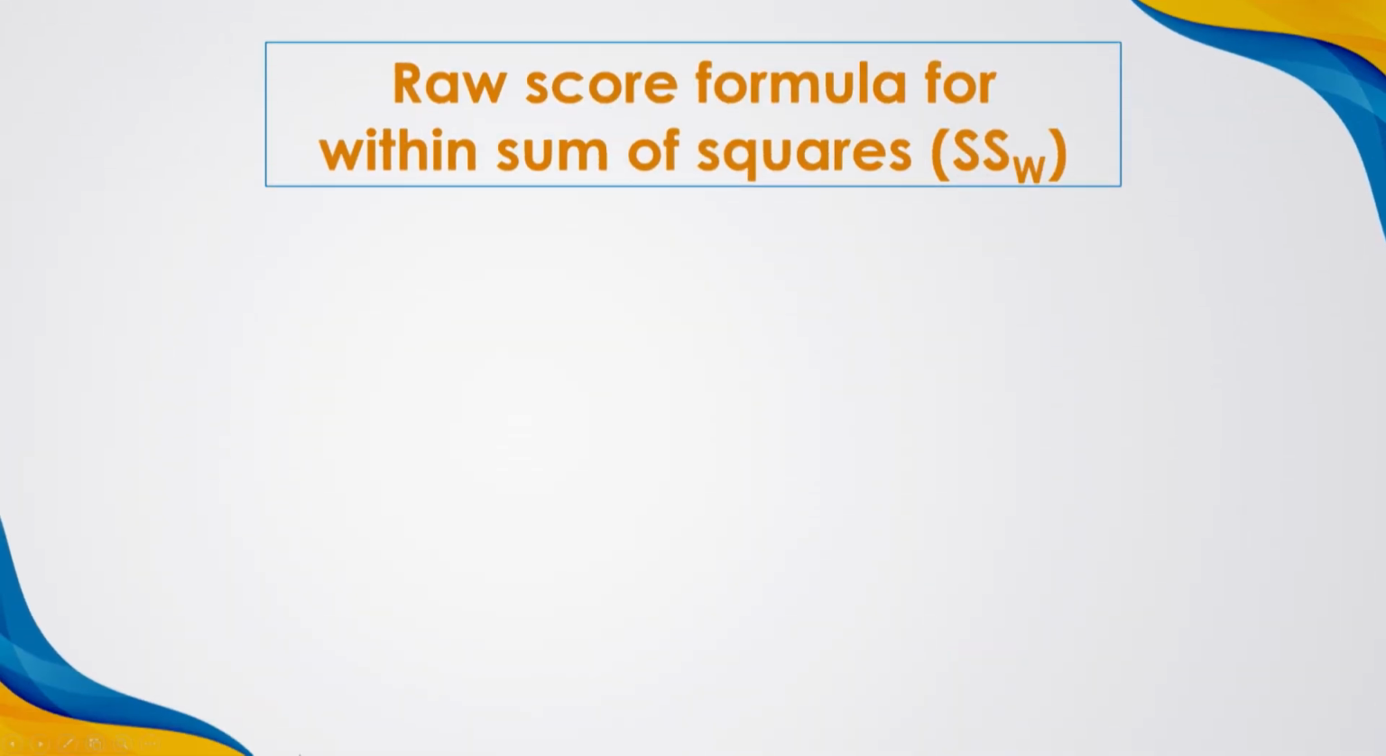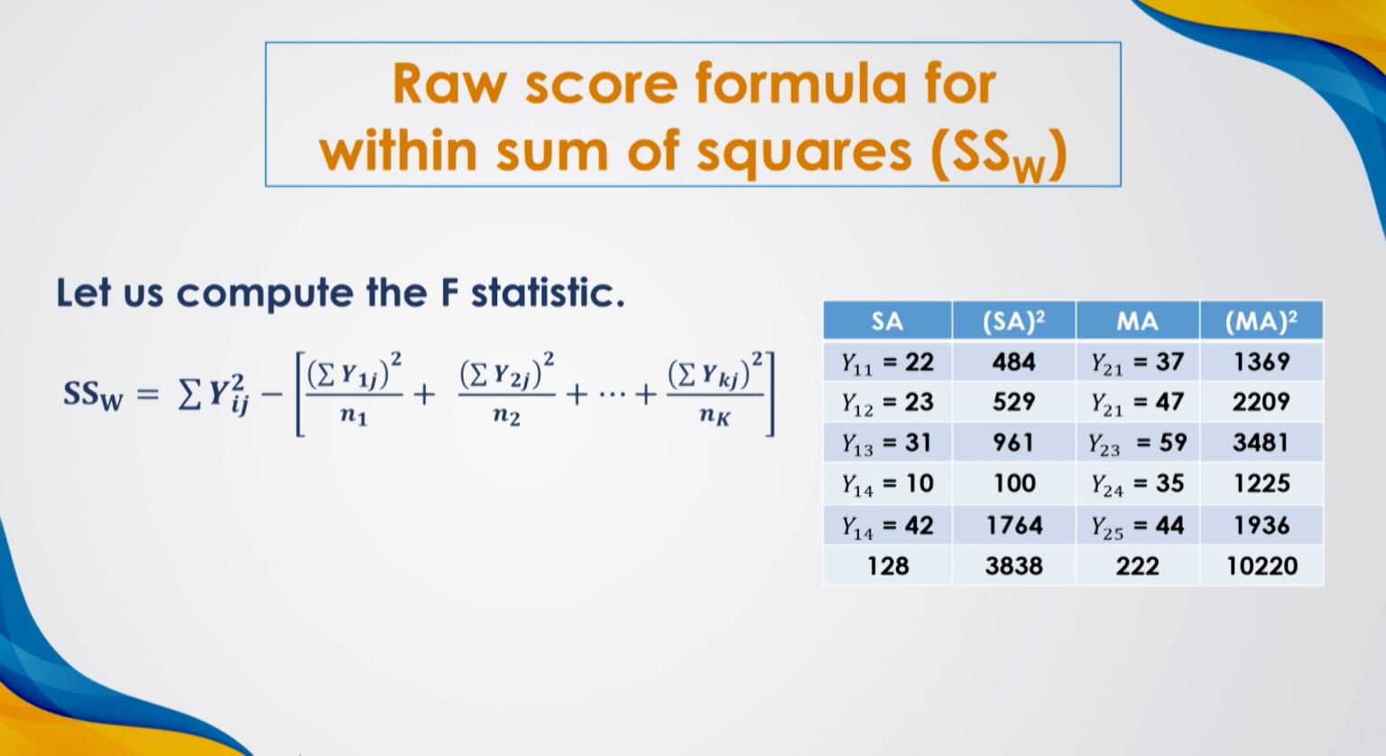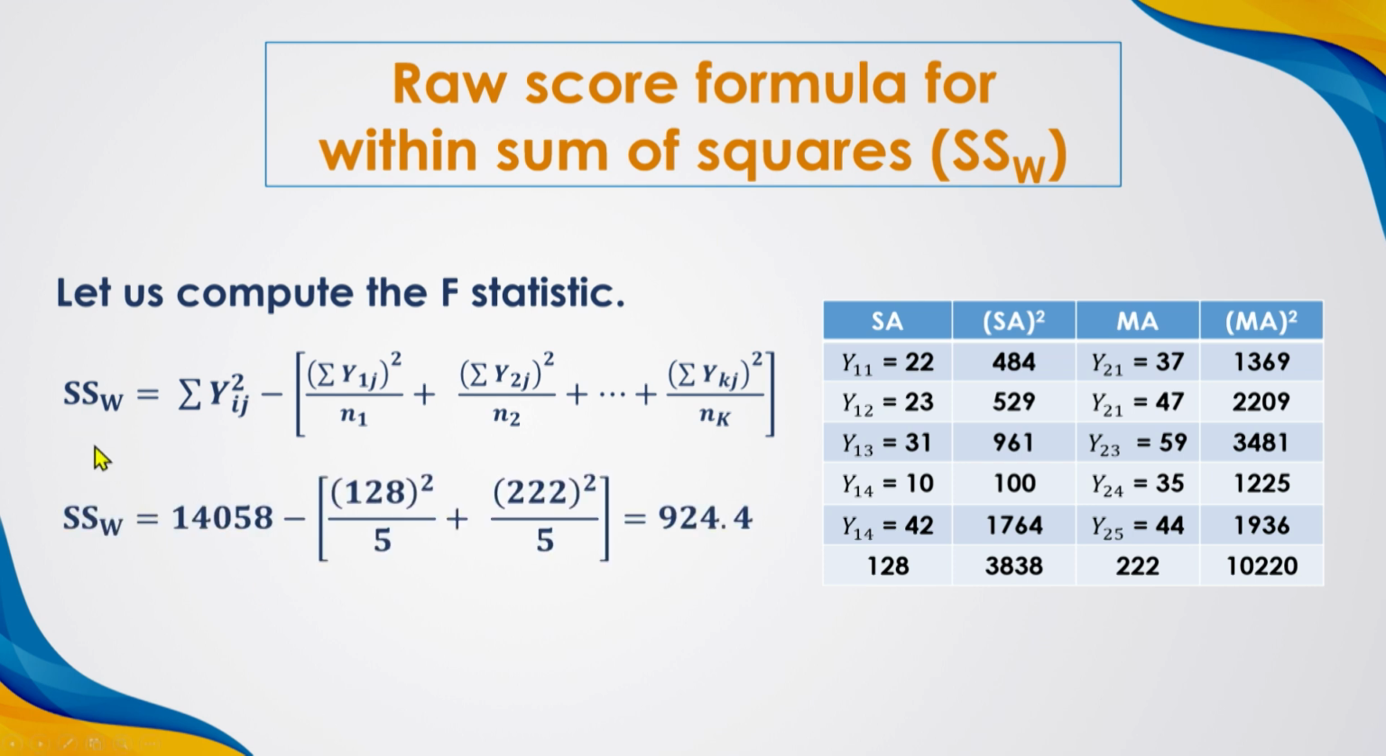Let us try to establish the relationship between T test and F test using the Roscoe formula. Let us compute the within sum of squares using the Roscoe formula. This is the formula, this is the data, and we are going to substitute the ingredients. The first term is the sum of squares of all the observations, that is 14058. The second term, since we have only two groups, is the sum of the first group 128 and the sum of the second group 222, which we square and divide by the size of the group. So, the total within sum of squares you will get is 924.4.